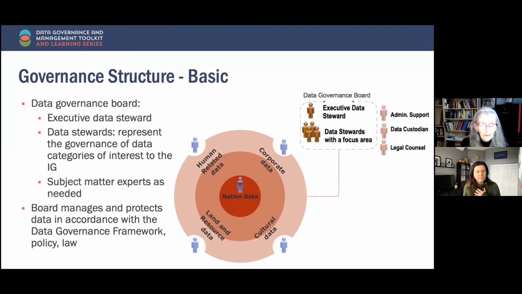And just, overall, to reiterate, the board does manage and protect data in accordance with its framework, with policy, and with law. And it is the overarching structure.